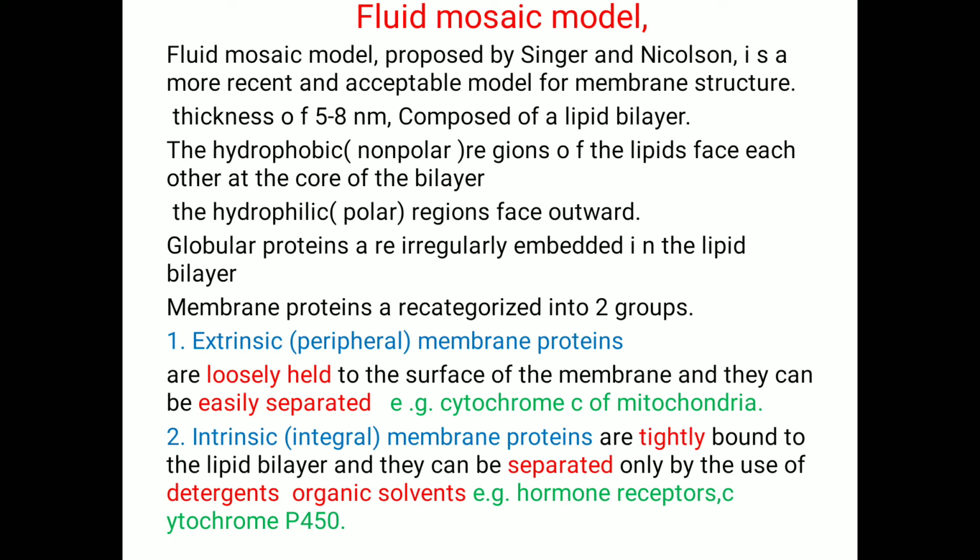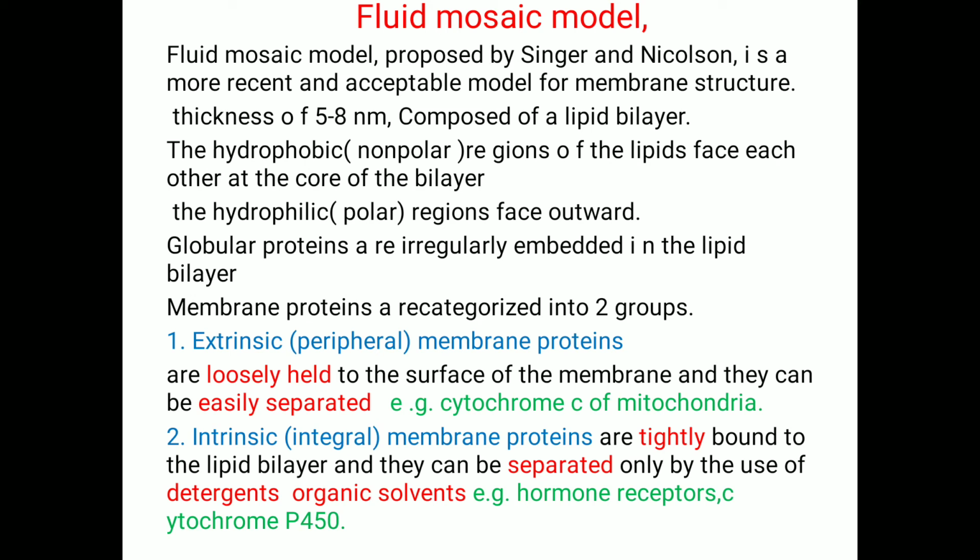So what are the characteristics of extrinsic membrane proteins? They are loosely bound to the surface of the membrane, and since they are loosely bound, they can easily be separated by centrifugation. An example is cytochrome C of mitochondria.